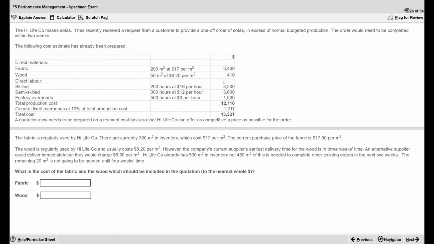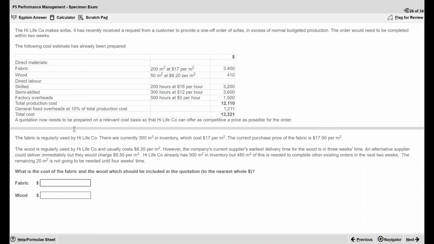Okay, the High Life Co. makes sofas. It has recently received a request from a customer to provide one-off order of sofas in excess of normal budget production. The order would need to be completed within 2 weeks. The following cost estimate has already been prepared. So we have fabric used, the value, wood and labor, skilled, semi-skilled, factory overheads, total production costs, and then general fixed cost, 20% of production costs. Total cost. A quotation now needs to be prepared on relevant cost basis so that High Life Co. can offer a competitive price as possible for the order.